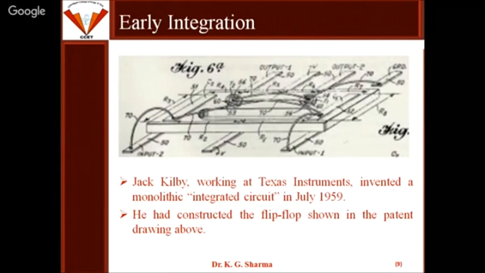Jack Kilby, who was working at Texas Instruments, invented a monolithic integrated circuit in 1959. He constructed the flip-flop shown in the patent, as you can see in the figure, and that was basically the big revolution towards the integration of the different components in one single chip.